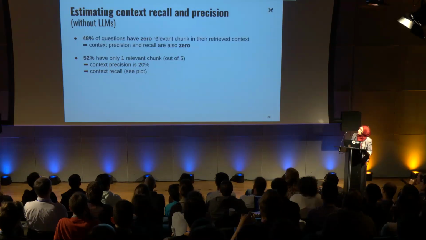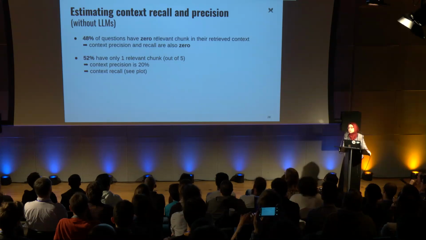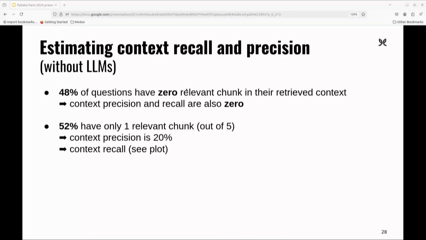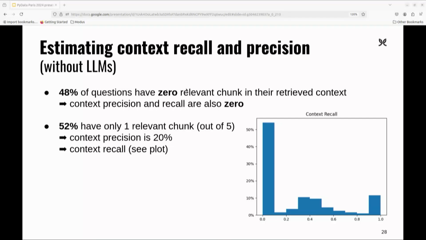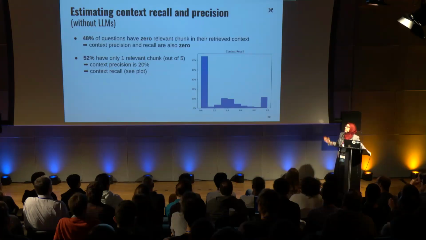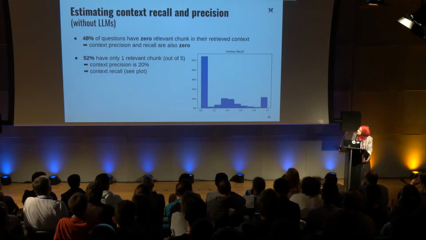Now for the rest of the questions, which is 52%, we had only 1 relevant chunk out of 5. In this case, it's also easy to compute: context precision is 1/5 or 20%. And we plotted context recall because it's a bit more complicated to compute. But you can see at the right-hand side of the picture that only about 10% of the retrieved context was actually able to cover all the ground truth context.